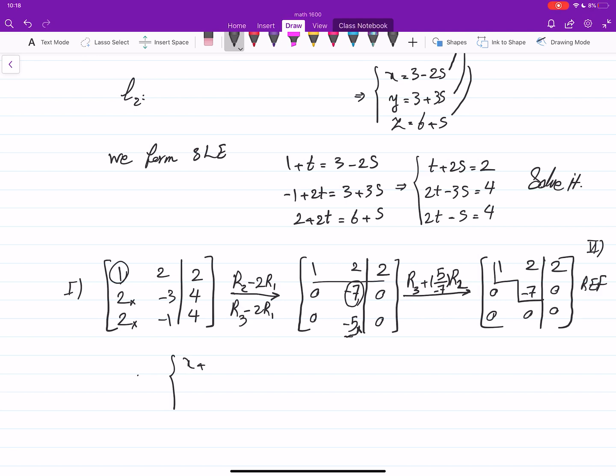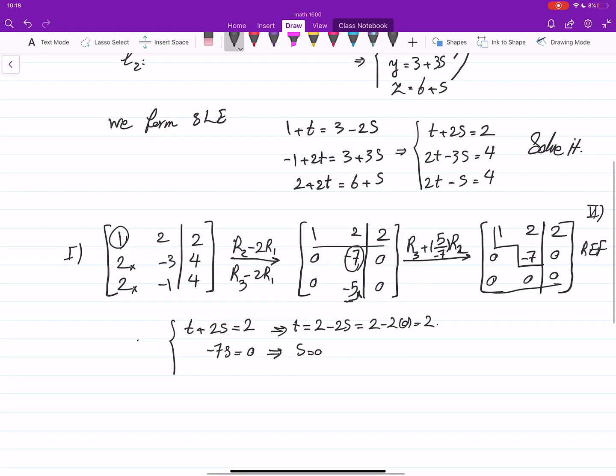So this is t plus 2s equals 2. Negative 7s is equal to 0. And the last one, just forget that. Then start backward. This is s equal to 0. t is equal to 2 minus 2s, and plugging in 2 times 0, this is 2. Very nice. That means that the solutions are t equals 2 and s equals 0.